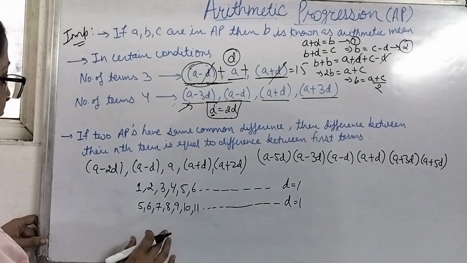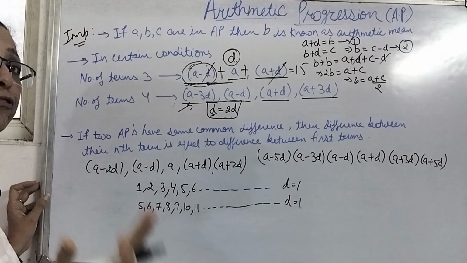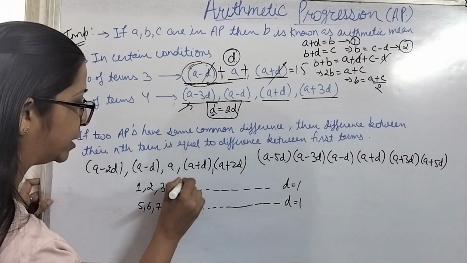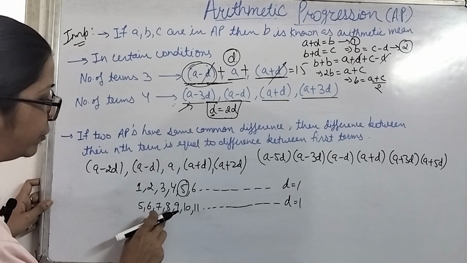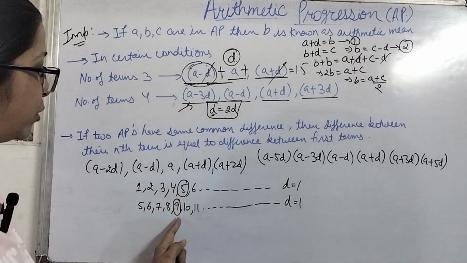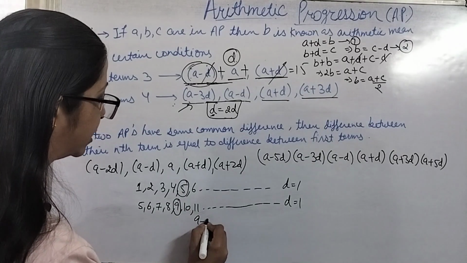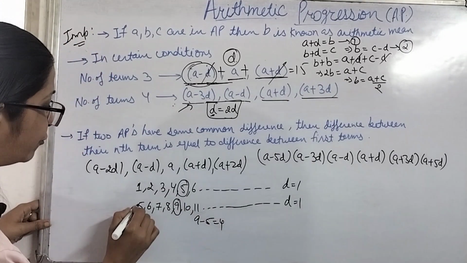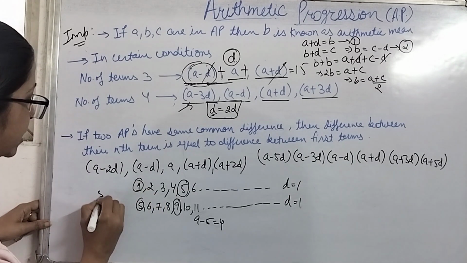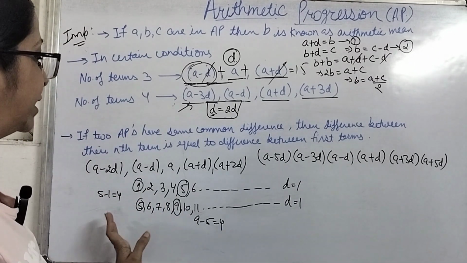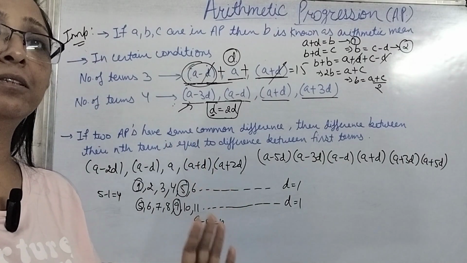Now suppose we are taking the difference between their fifth terms. So here the fifth term is 1, 2, 3, 4, 5. This is the fifth term. Here also 1, 2, 3, 4, 5. This is the fifth term. So the difference between the fifth terms of the APs is 9 minus 5, that is 4. And the difference between their first terms is 5 minus 1, that is 4. If instead of the fifth term we take the third term, the difference between their third terms.